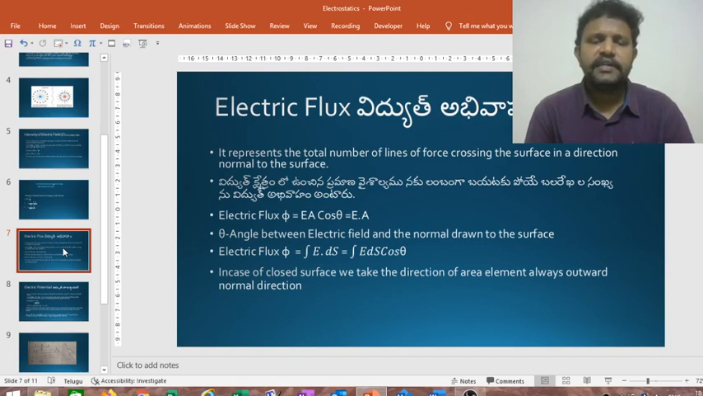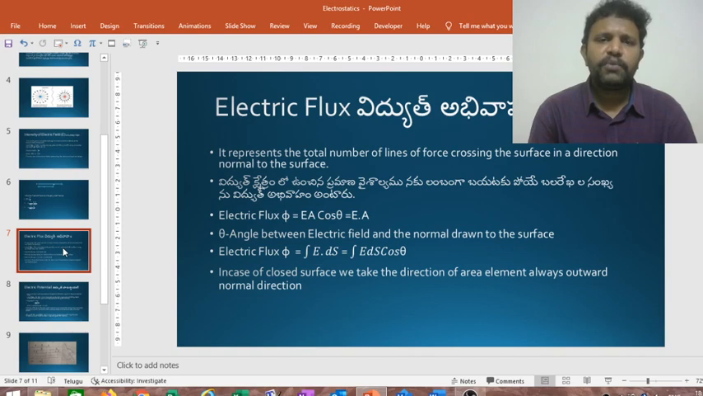Here ds is an infinitesimal element. E dot ds is the electric flux through ds area, and integral E dot ds is the electric flux through the entire surface. From these equations, it is clear that flux is maximum when theta is equal to 0, and flux is minimum when theta is equal to pi by 2.